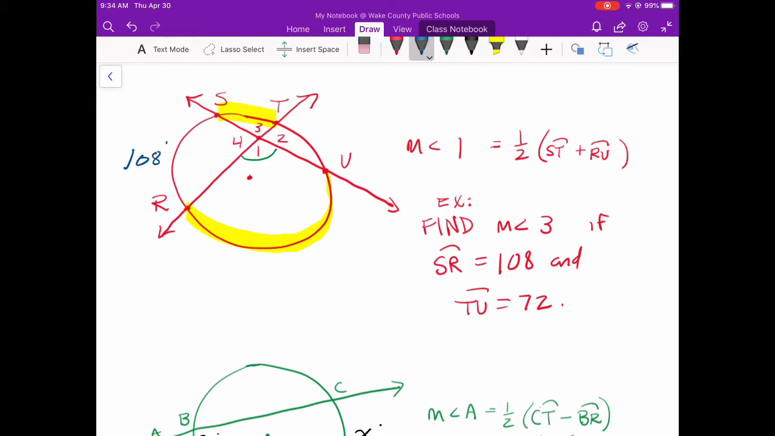And they tell me that arc TU, which is the other arc that I'm not interested in, is 72 degrees. And I know what you're saying. You're like, why would you give me that information if I'm trying to figure out angle 1? Well, let's see if we can use a little bit of geometry to figure that out.